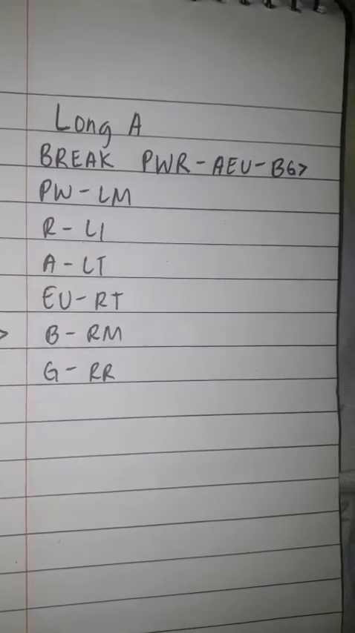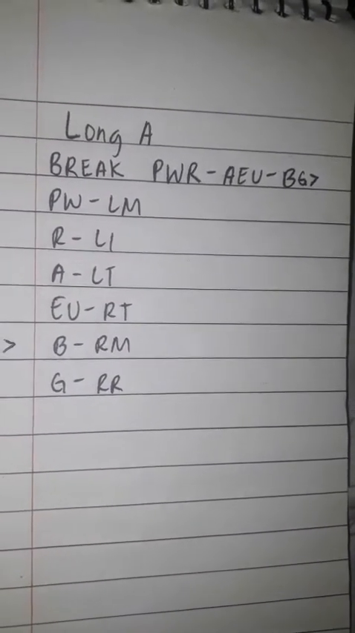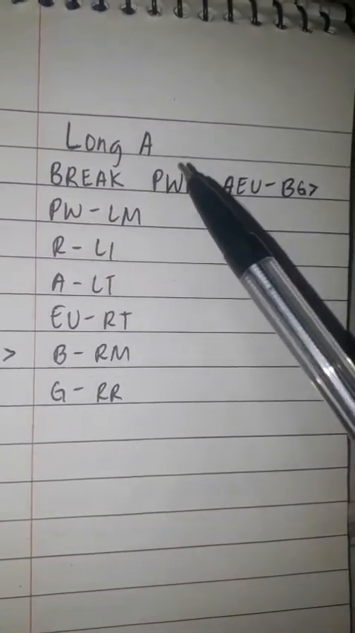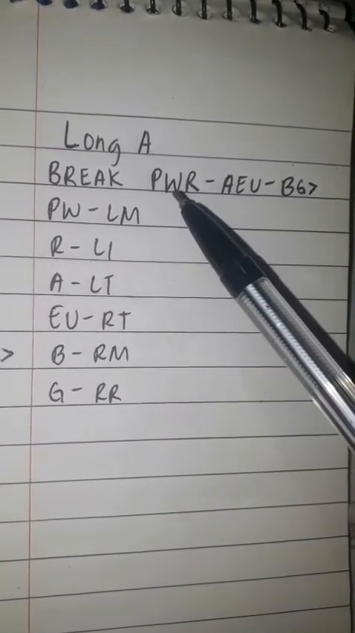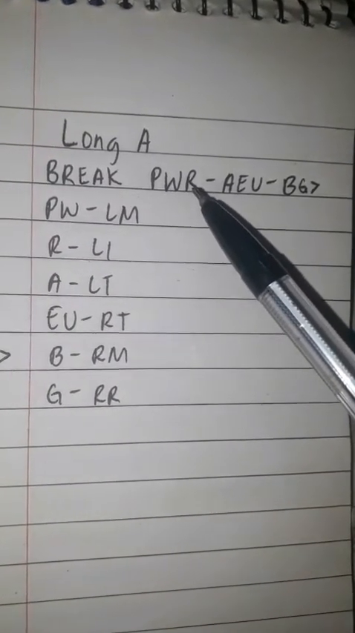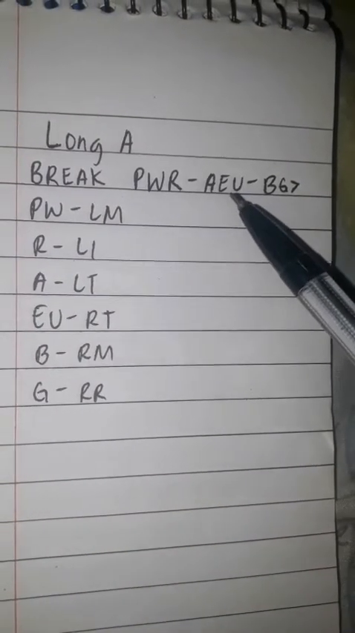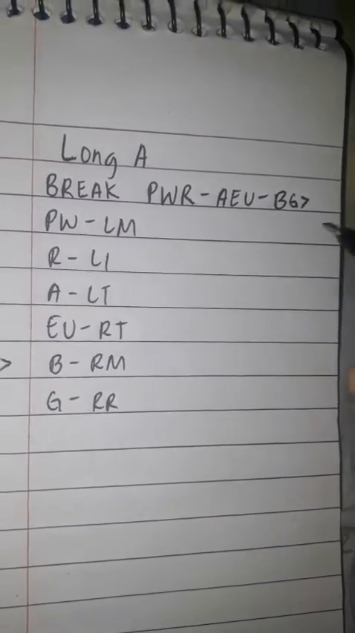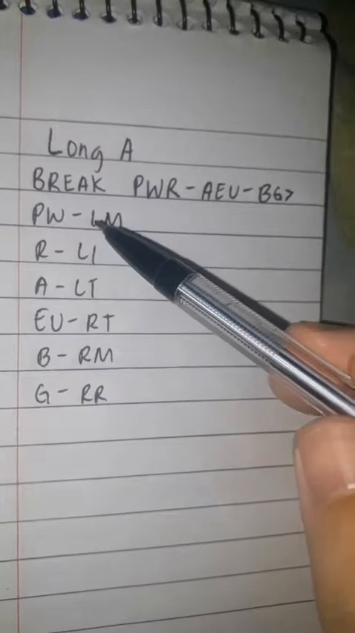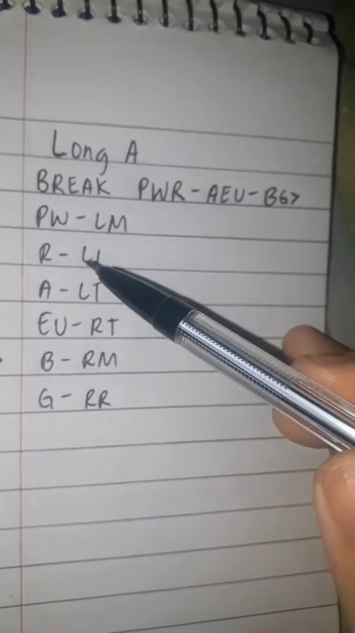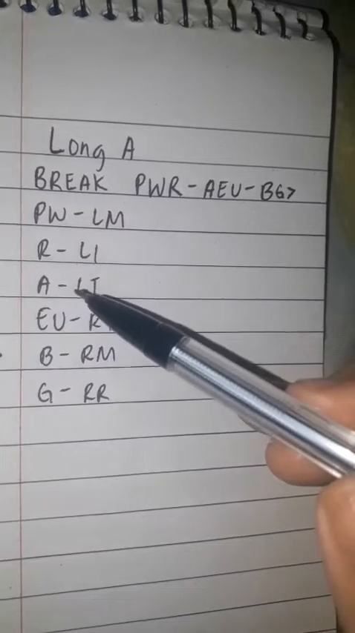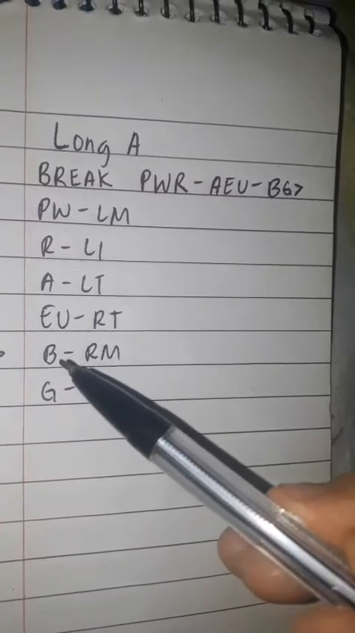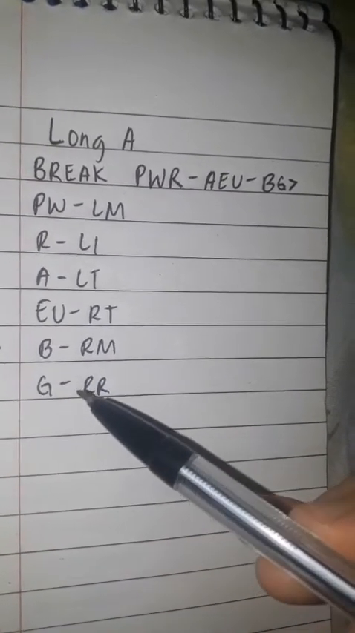Then proceed naman po tayo sa long vowel A. So, for example, we have the word break. So the codes are initial letters PW for B, letter R, vowel letters AEU for long A, and ending letters BG for K, then release. So the assigned fingers for PW, we have left middle. R, we have left index. A, we have left thumb. EU, we have right thumb. B, we have right middle. And G, we have right ring.